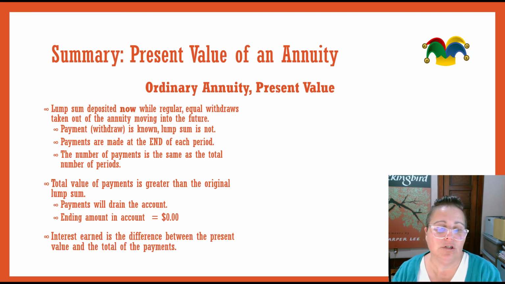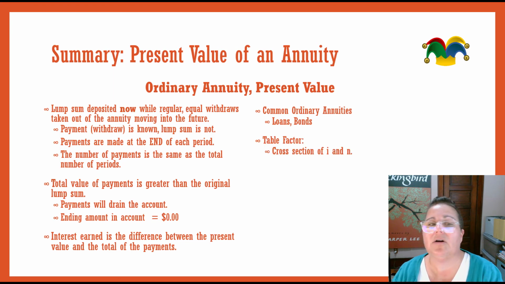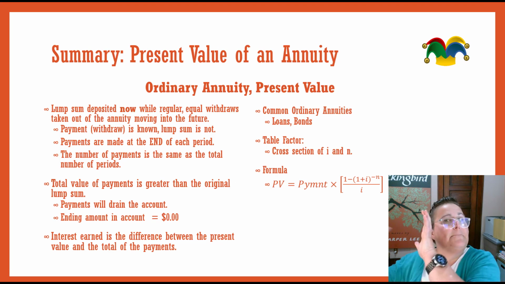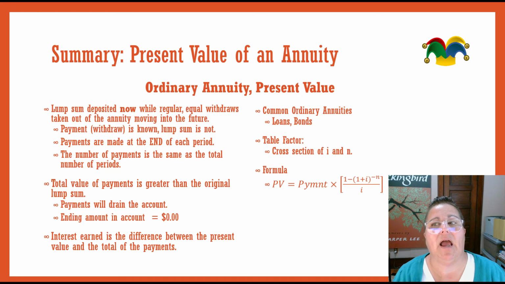The interest earned will be the difference between the present value of the account and the total of all of the payments, or the payments times the number of compounds. Some common ordinary annuities are loans and bonds. Our table factor can be found as a cross-section of I and N, and the formula is going to be the present value is equal to the payment times, big parentheses, 1 minus 1 plus I to the negative nth power, all of that divided by I.